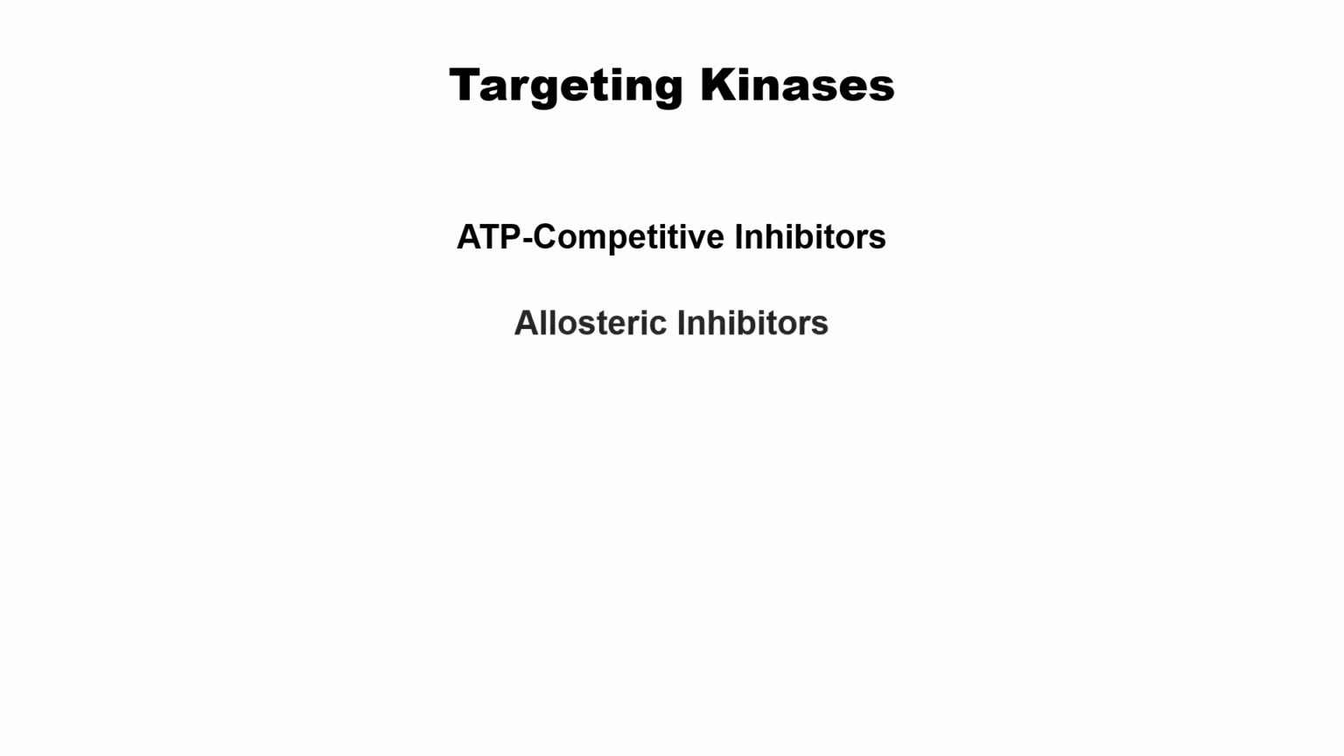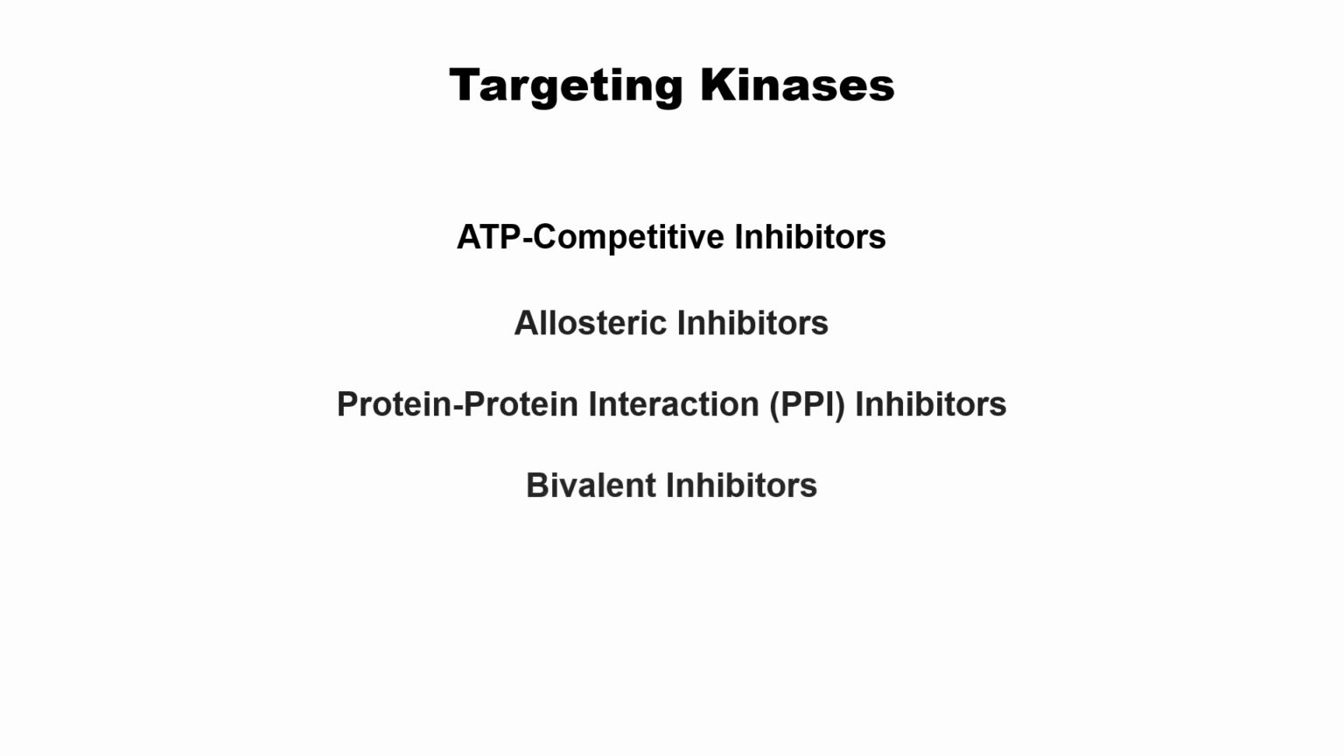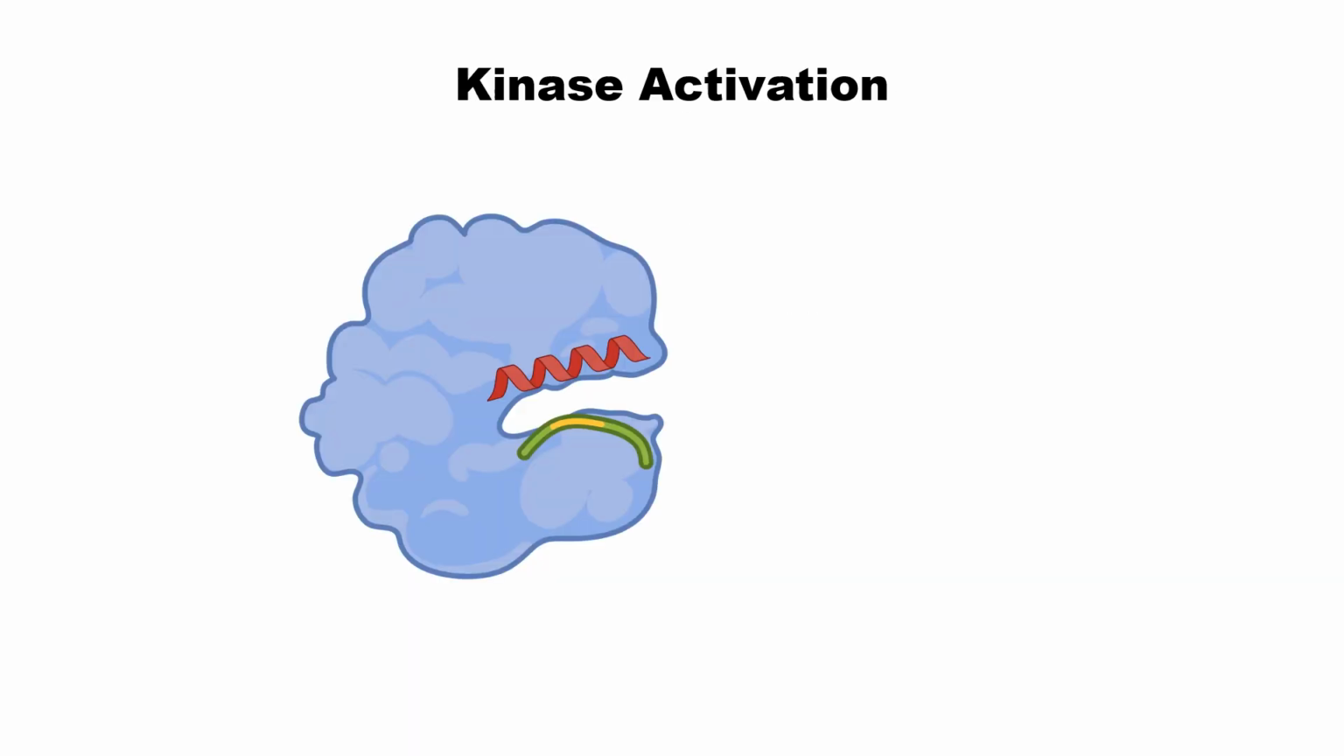Here are some strategies targeting kinase. One possibility is an ATP binding site inhibitor. The other possibilities are an allosteric inhibitor, a protein-protein interaction inhibitor, a bivalent inhibitor, or a covalent inhibitor. Let's look at them one by one.